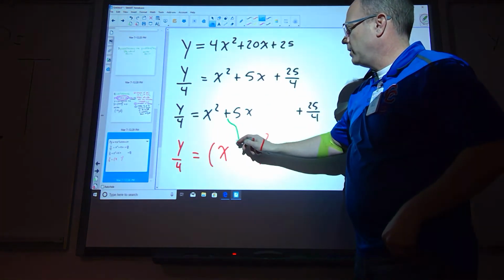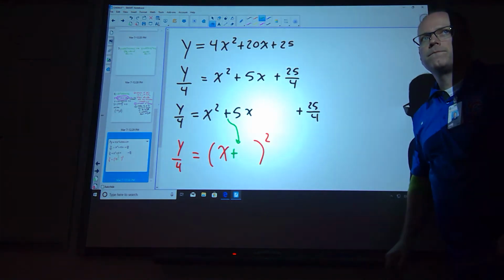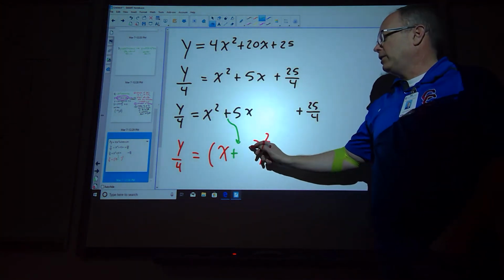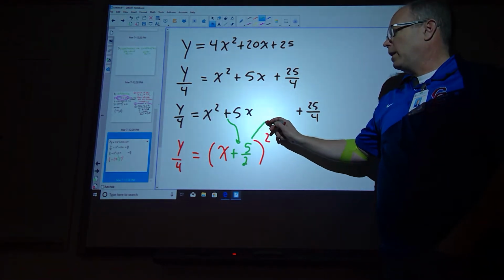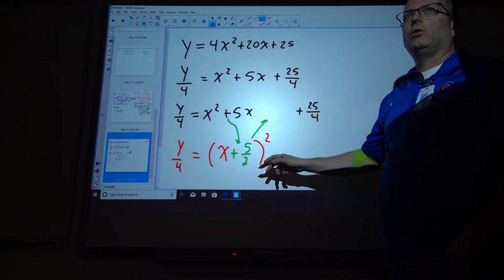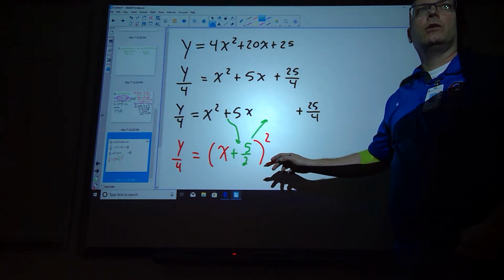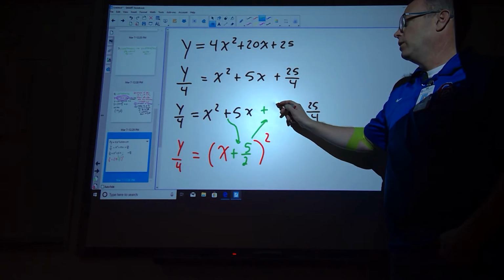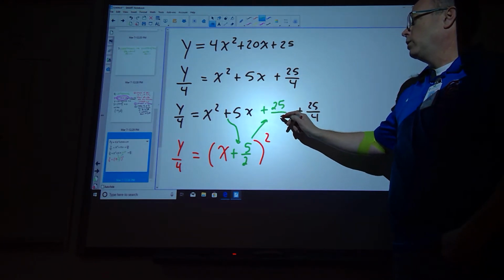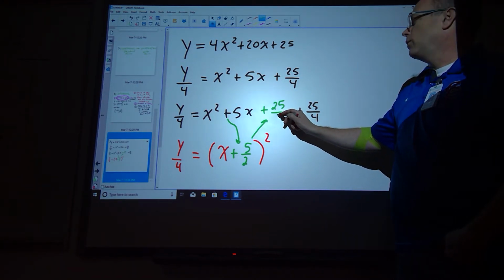So this sign comes straight down. Good so far? Half of 5, I just said, was 5 over 2. And then square it. What's 5 over 2 times 5 over 2 as a fraction? What's 5 times 5? 2 times 2. 4.